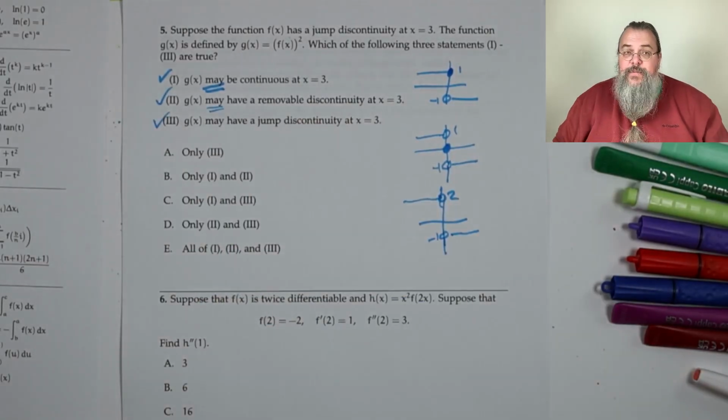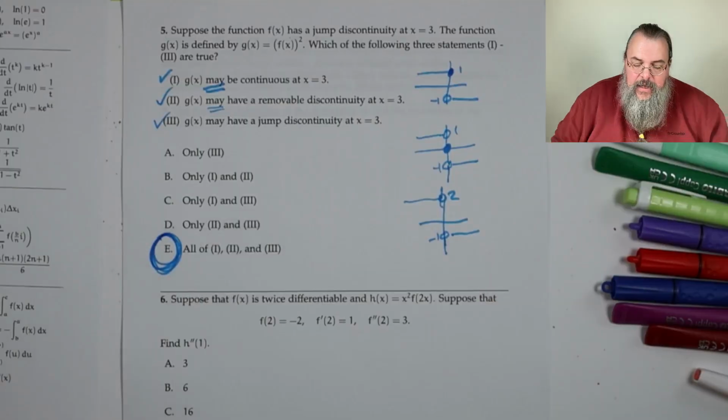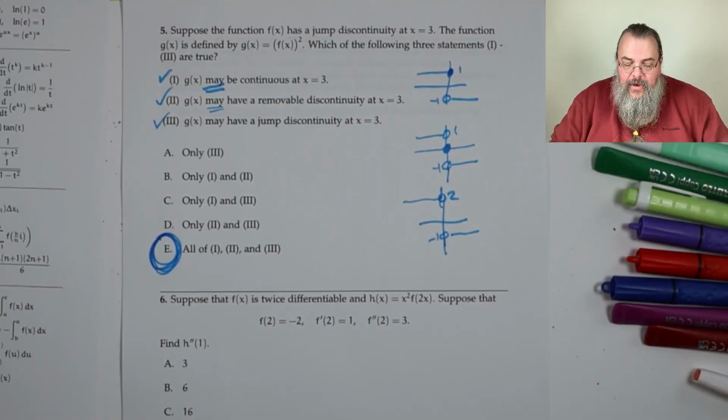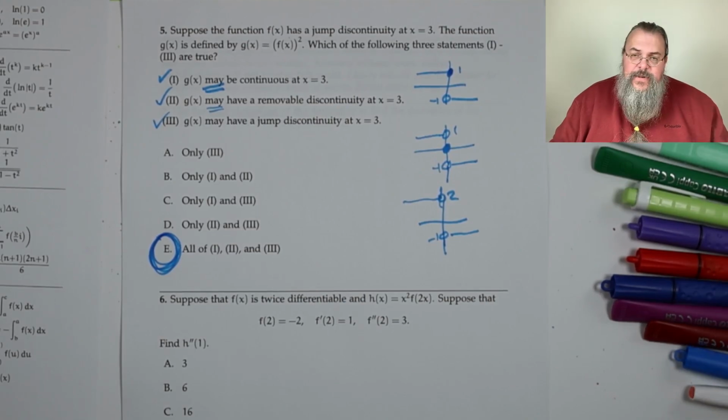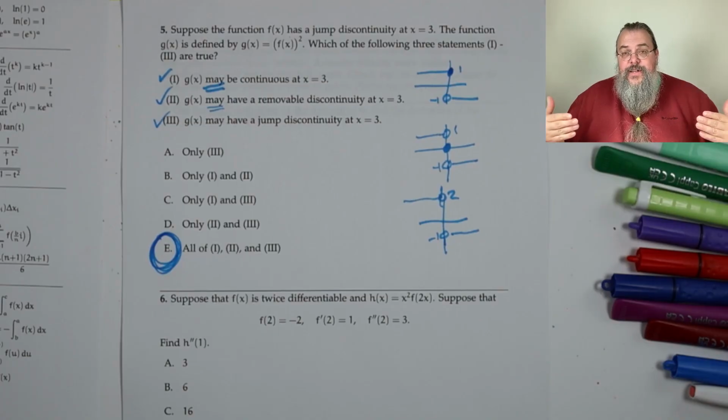Okay, so what does that mean? Well, all these things can happen. And so we say, okay, well, great. Any of them can happen. So all of the statements are true. So this one is sort of an interesting one. It's basically saying, do you understand what squaring can do?